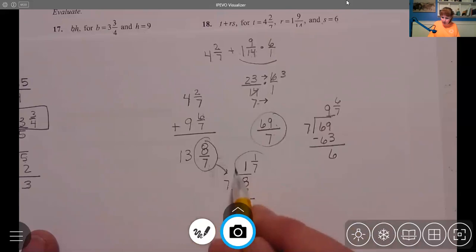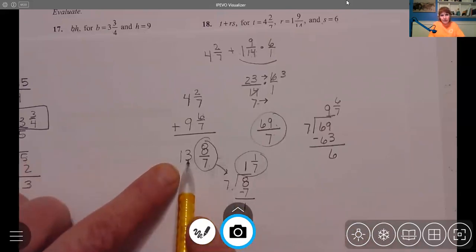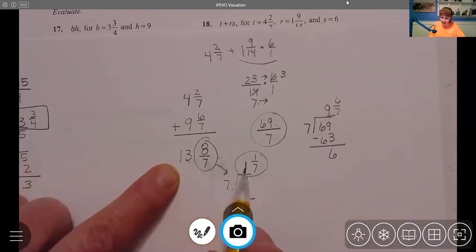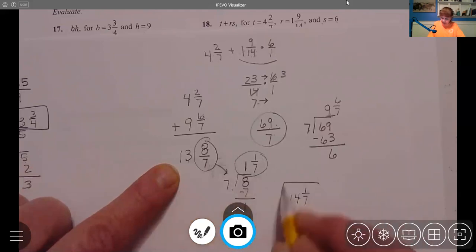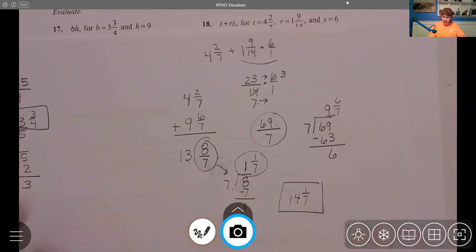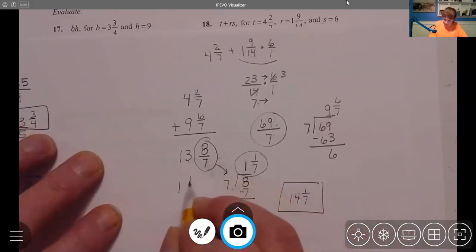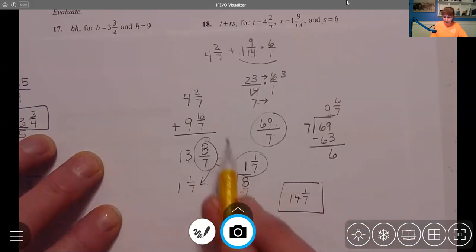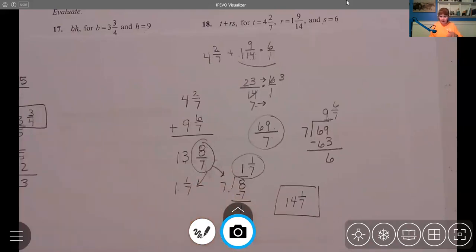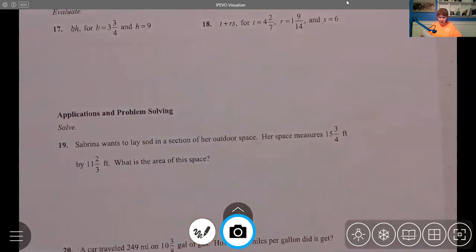So I'm going to take my 1 1/7, and this is something some people will forget to do. They'll forget about the 13, and they'll just write their answer as 1 1/7. But you do have to add the 13 and the 1, and you get 14 1/7 as your answer. So you'll take this, which is 1 1/7. That's what 8/7 is equal to, and add them, and you get 14 1/7 for your final answer. All right, so it's a little involved, but none of it is really too bad.